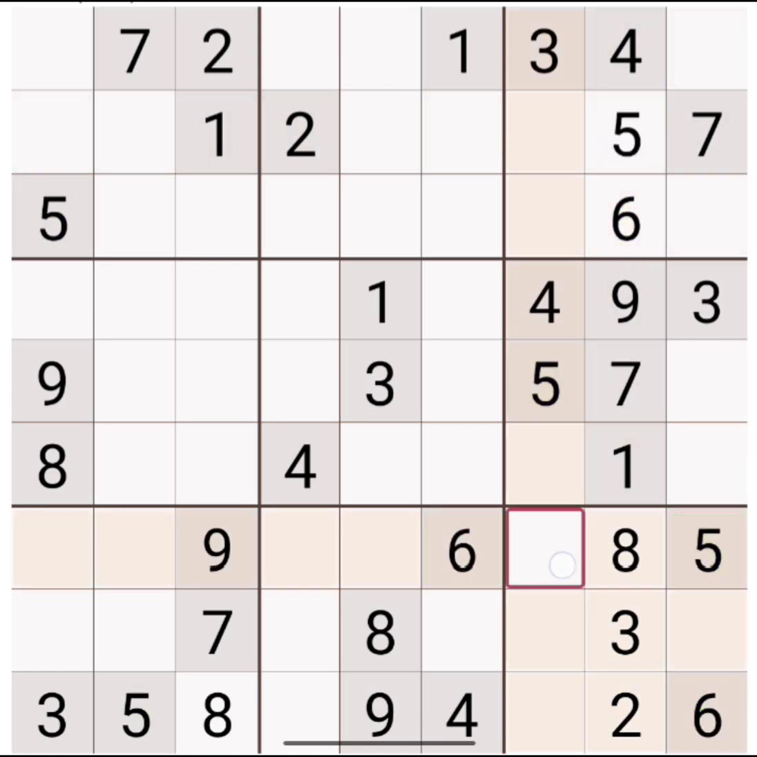Now let us see the same box. In this box, 4 is missing. So 4 we cannot place in these three cells because 4 is in the same column. So we'll place 4 in this cell.